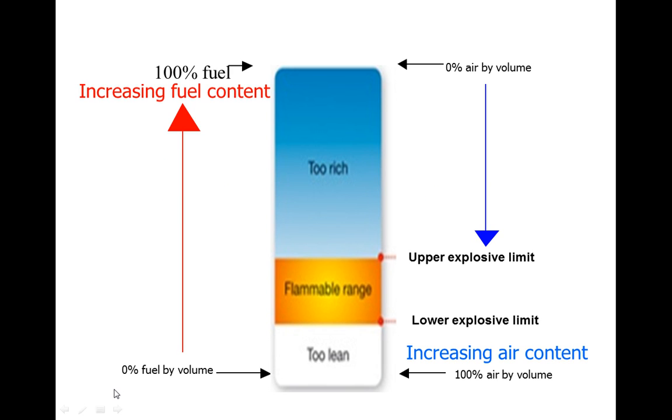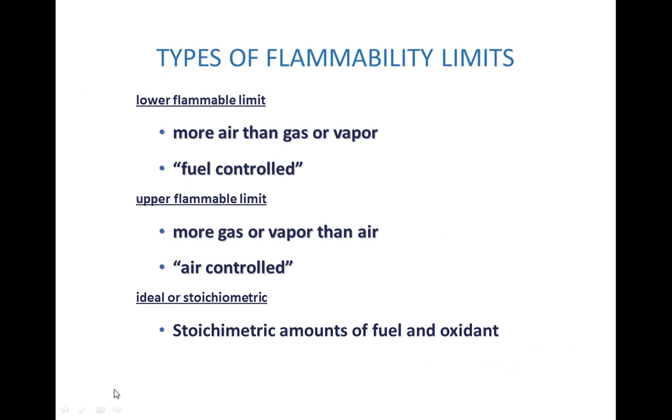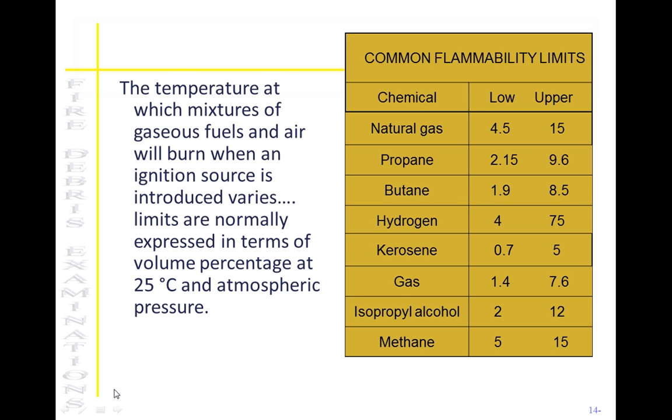There is a lower limit and an upper limit. Below the lower limit, there is not enough fuel to sustain the flammable range. Above that, there is too much fuel. So the lower flammable limit is going to have more air than gas or vapor present, and your upper flammable limit is going to have more gas or vapor than air. Chemicals will have various flammable limits, and you can see this from the chart contained in this slide.